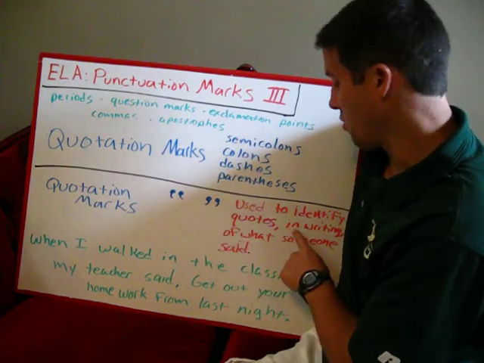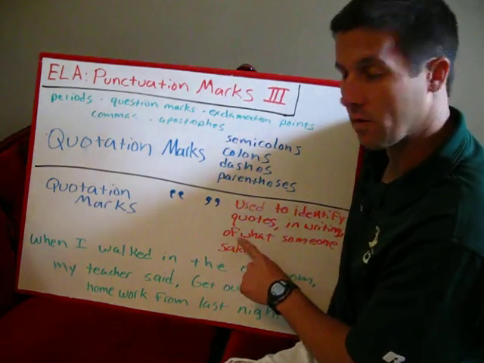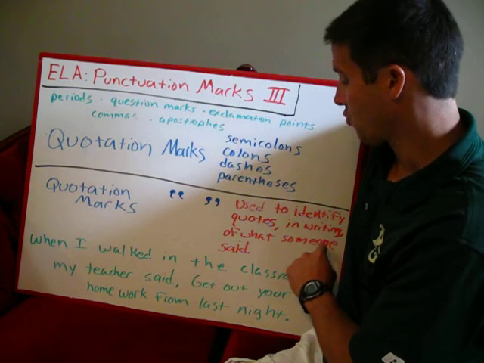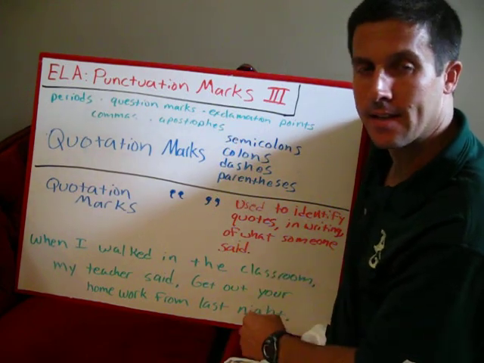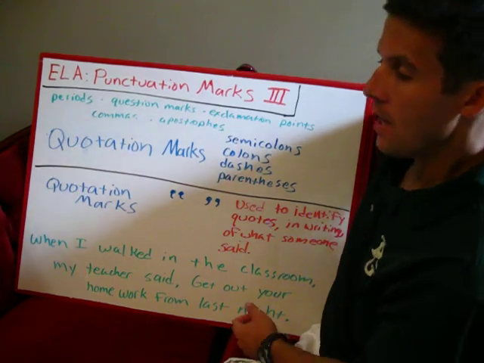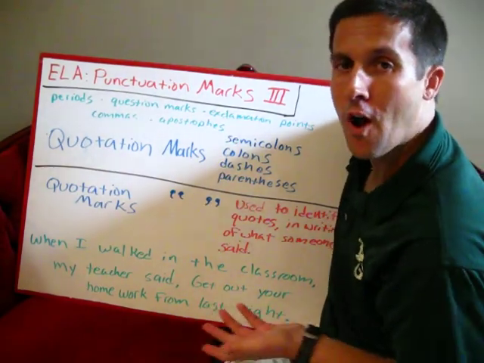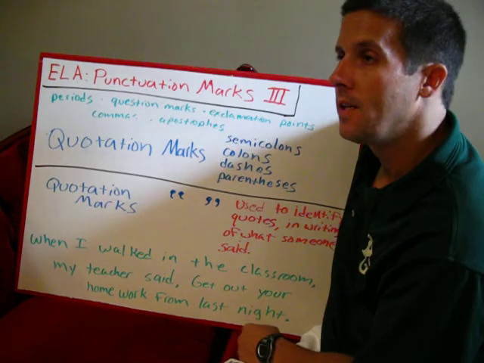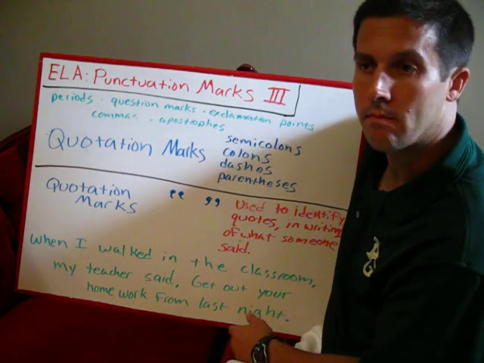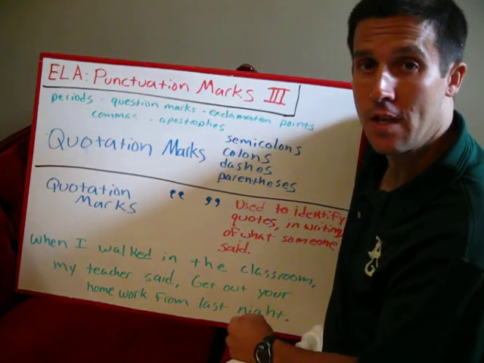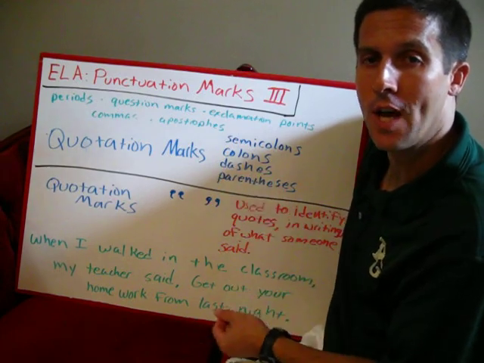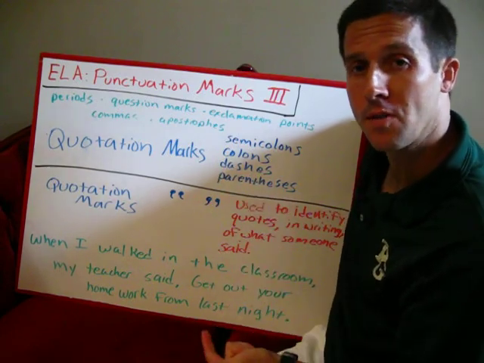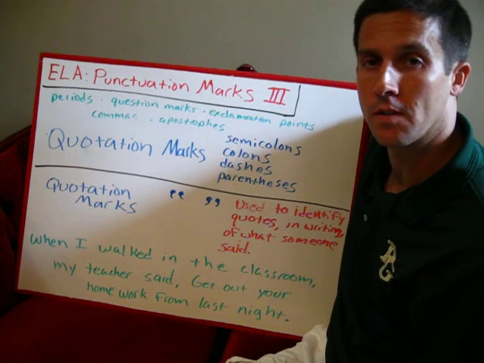Quotation marks are used to identify quotes in writing of what someone has said. Okay, so this is really when we're writing. We don't talk like this. We say, she said she didn't do her homework. We just say that. But when you write it, you have to put in quotes what another person said. That's not your own words.